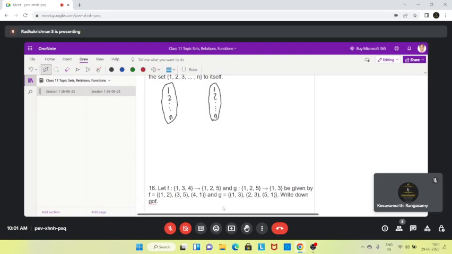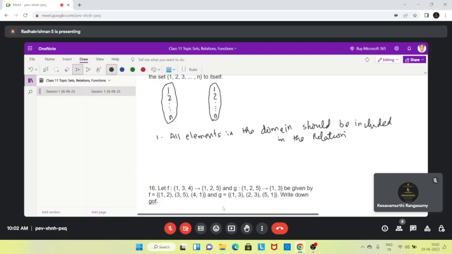So you all know that a function is a subset of a relation. So what are the conditions for defining a relation as a function? There are two criteria, right? I told you last class itself, and you should also have read it in your books. Number one, if you define a relation by excluding any of the elements in the domain, then it is not a function. All the elements in the domain should be included in the relation. That is number one. And what is number two?